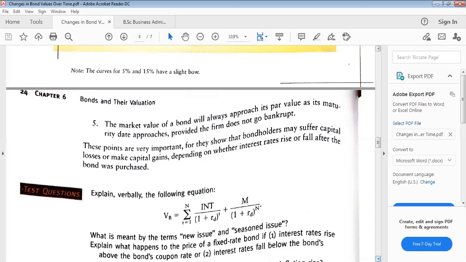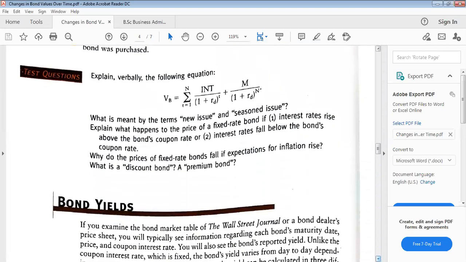So these points are very important, for they show the bondholders may suffer capital losses or make capital gains, depending on whether interest rates rise or fall after the bond was purchased.